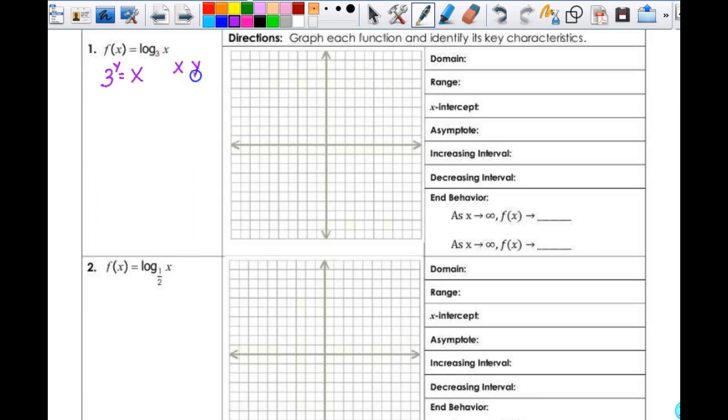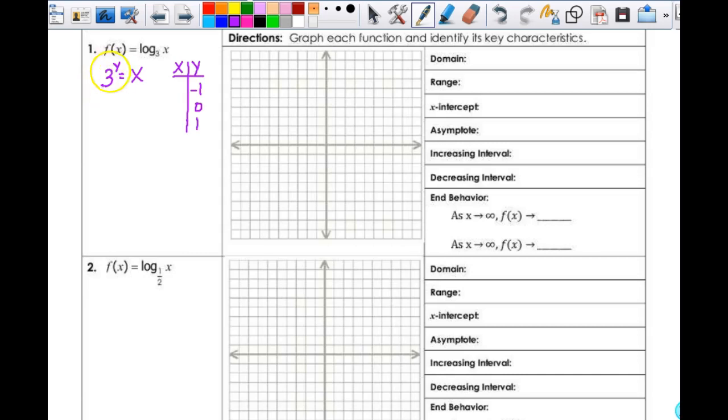So I'm going to make myself a little chart here. And instead of choosing numbers for x like we normally do, we're going to choose them for y. We don't usually write this out when we're doing parent functions just because it's easy to kind of find. But again, since we're having to think backwards, it's kind of helpful. So we're going to choose -1, 0, and 1 for our y every single time.